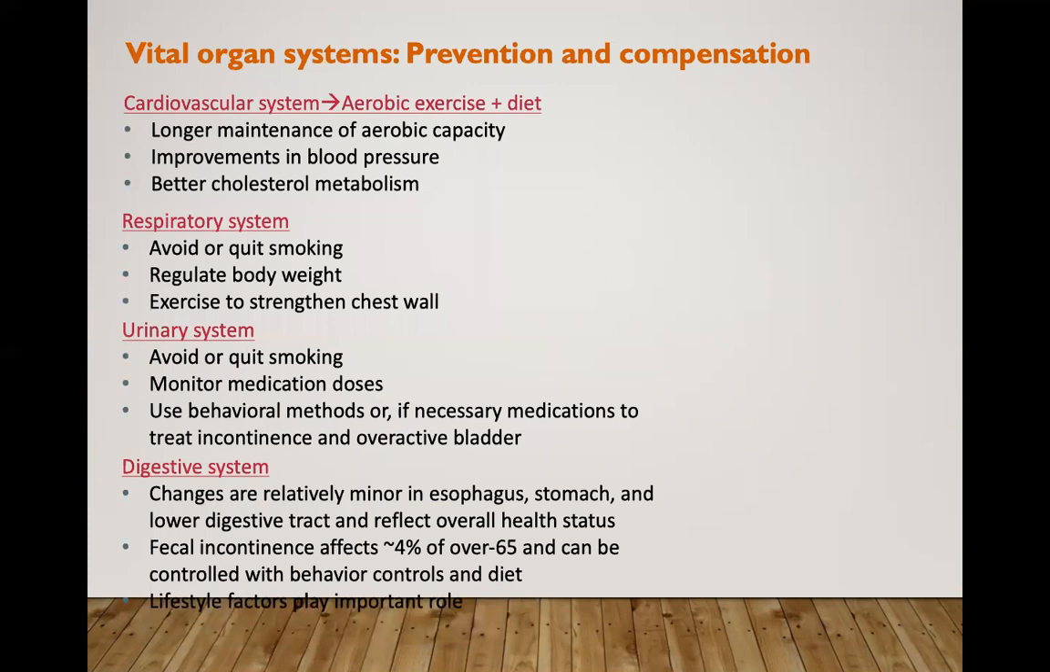As far as what we can do with our cardiovascular and respiratory systems, what we can do to prevent and also compensate for issues that might arise: longer maintenance of aerobic capacity, meaning you should be engaging in some kind of aerobic exercise throughout your life. And it can be in a different form. It might not look like what you used to do when you were 20, but at least you are still keeping up with that exercise component.